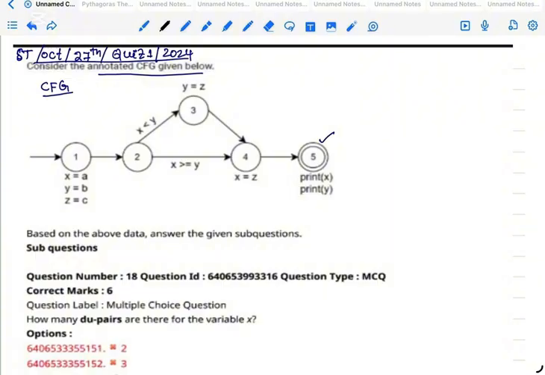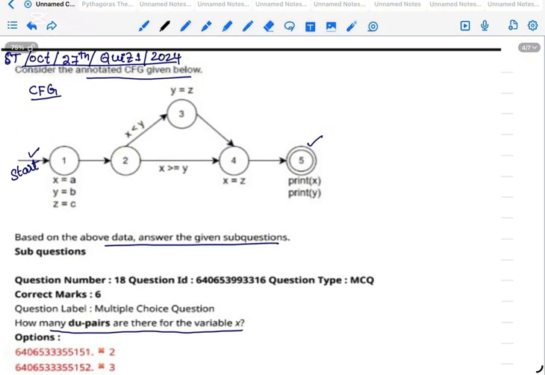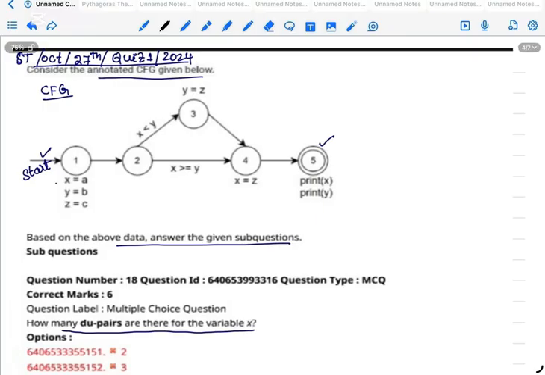And this arrow represents the start node, so 1 is the start node. Based on the above data, answer the sub questions. How many du pairs are there for the variable x? Here there are 3 variables, that is x, y and z.